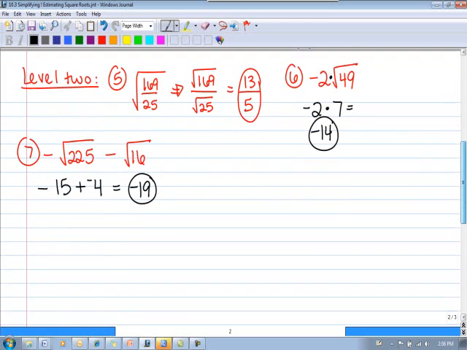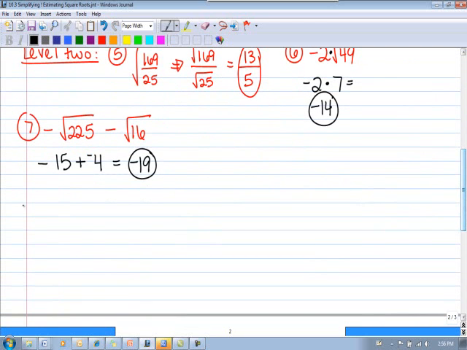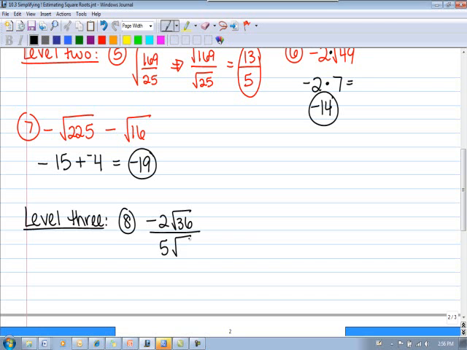And then we're going to boost it up one more notch. We're at the black belts. So level 3, still simplifying. Let's take negative 2 radical 36 divided by 5 radical 9. So same as before, just replace those square roots with their perfect squares.